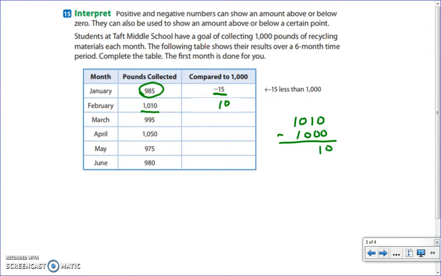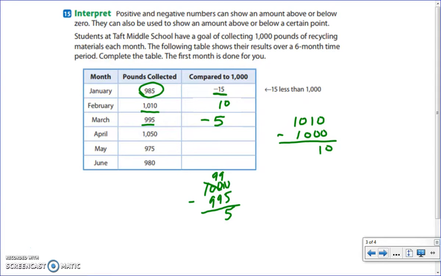Again in March, they only made it to 995 pounds, so they didn't quite meet their goal. And I'm subtracting because I want to see how far they came away from their goal. So they were 5 pounds away and they didn't make it. They were under, we use that word, under their goal. So I know that I could represent that as they were under by 5 pounds or negative 5 pounds. Okay. I think you get the idea to figure out how much or how close they were to 1,000 pounds.